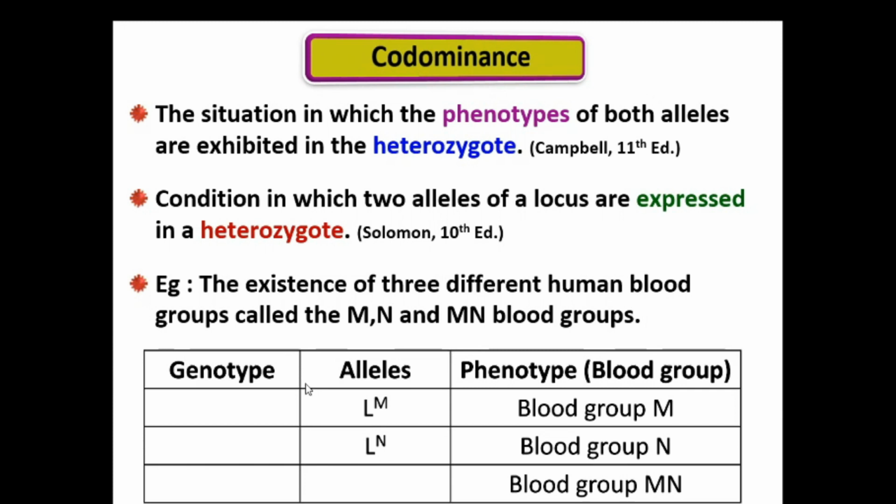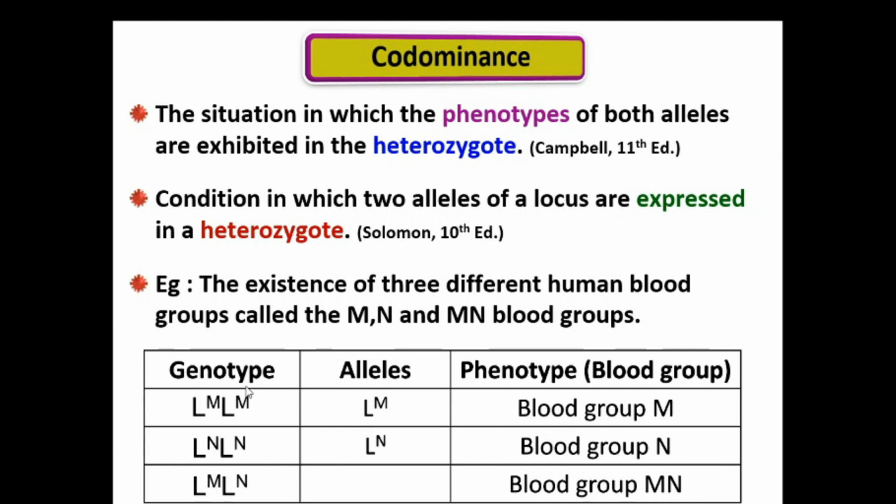If the individual has the genotype of LM LM, this genotype only has one type of allele, which is LM only. So it will result in the phenotype of blood group M. For the second one, if the individual has the genotype of LN LN, in this genotype they only have one type of allele, which is LN. So this will result in blood group N.